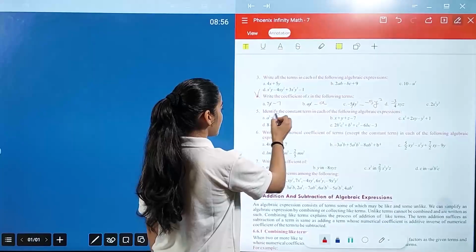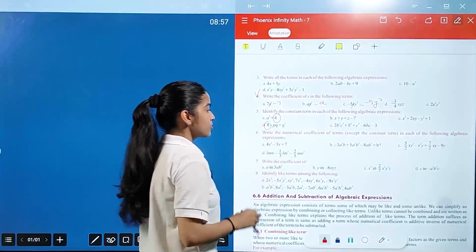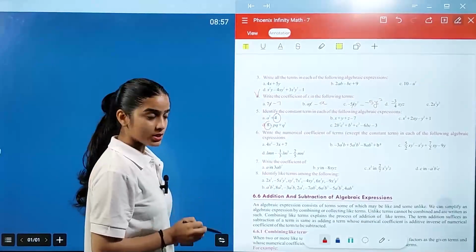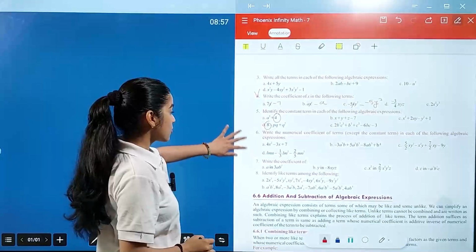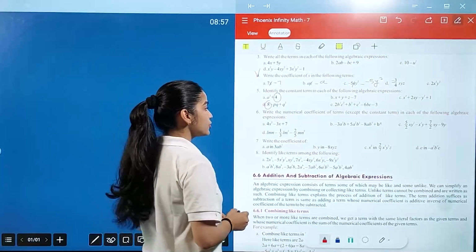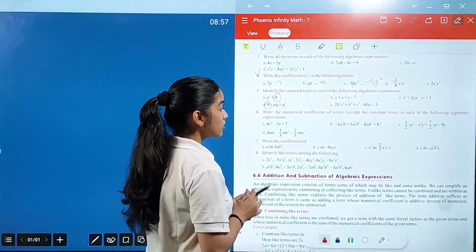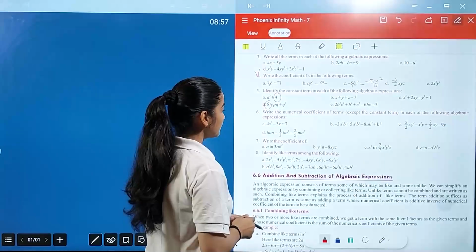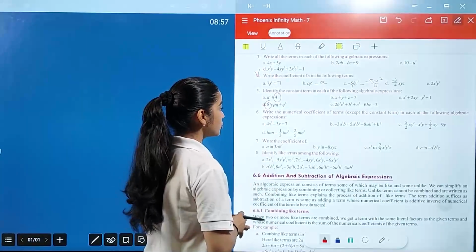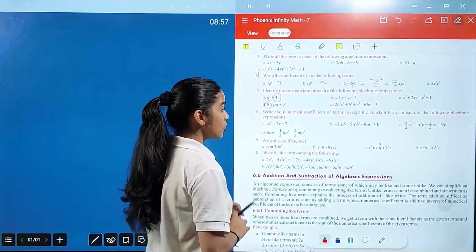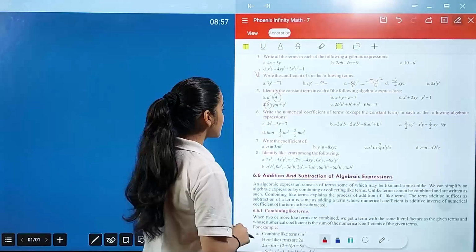Now question number 5, identify the constant term in each of the following expressions. So this is your constant term, this 8. So in the same way, you have to identify the constant term in the rest of the parts you have. Question number 6, write the numerical coefficient of terms except the constant term in each of the following algebraic expressions.